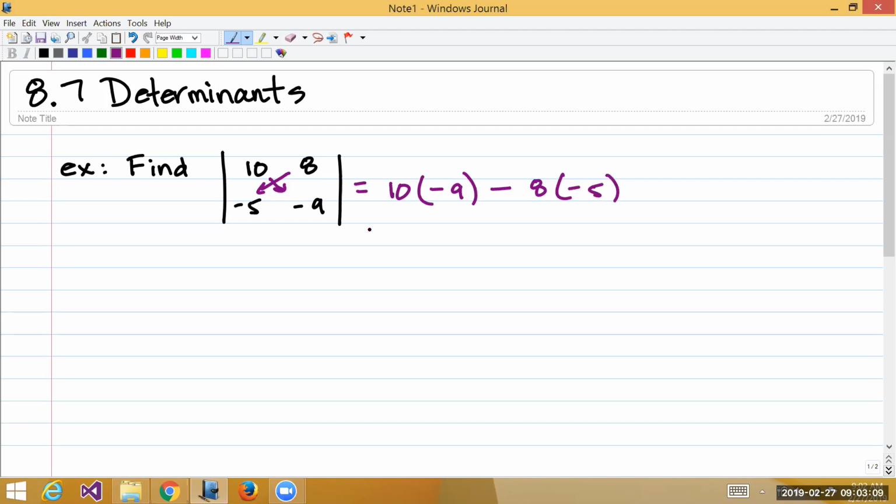We simply calculate this. 10 times -9, -90, minus 8 times -5, -40. We see that subtracting a negative is simply adding, and we go ahead and calculate this. -90 plus 40 gives us -50. So the determinant is -50.